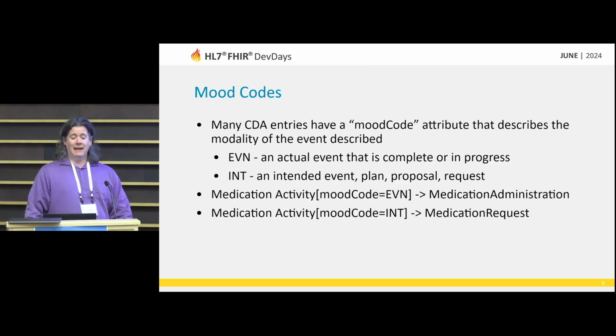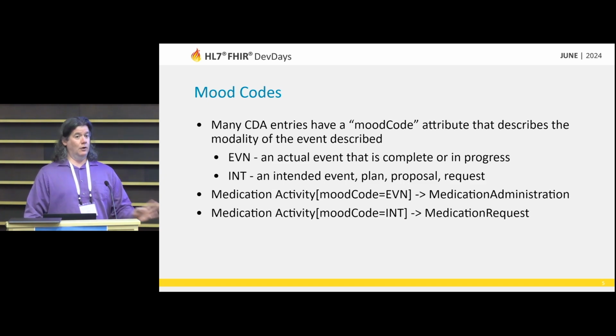So in CDA, we have this thing called mood codes, and the same entry with a different mood code can mean something quite different. The most common mood code is EVN for events representing real things that have happened in the world and which are being tracked. But there are also other ones. Another one that we sometimes see, the second most common, I would say, is intention, representing an intended event, a plan, a proposal, a request.